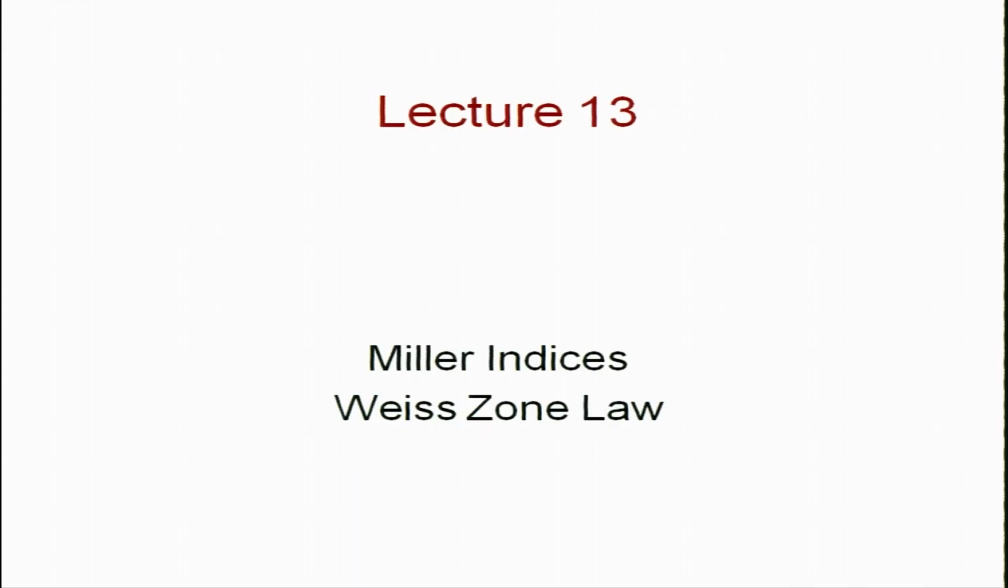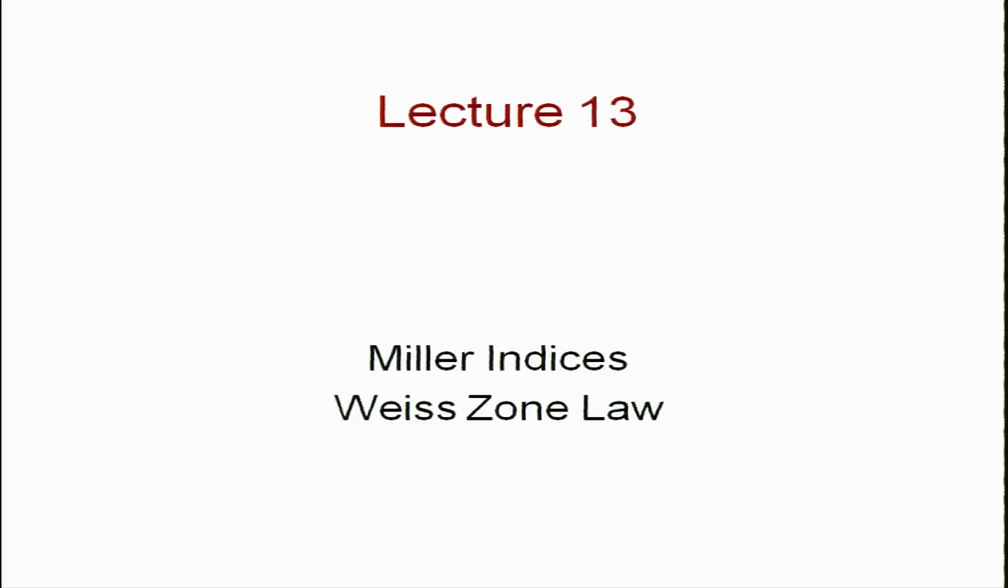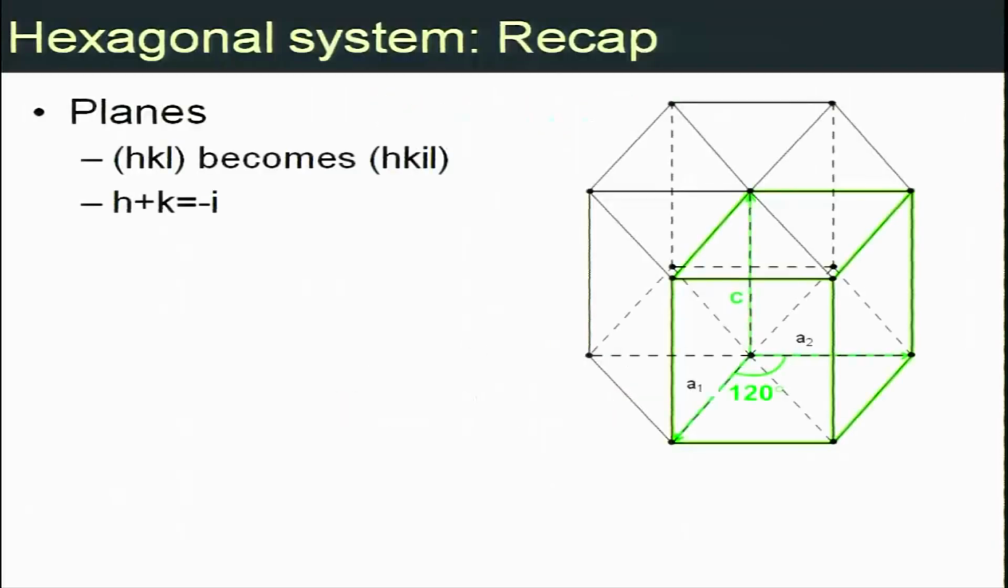Okay, so this is lecture 13. We will continue on hexagonal lattices a little bit, followed by the Weiss zone law, and finally we will see that although in a seemingly cubic lattice the directions may look similar, symmetry may change that outcome completely. So, with that we will finish the Miller indices part. Okay. So, if I go to the next slide, this is the recap of the last lecture that we did.